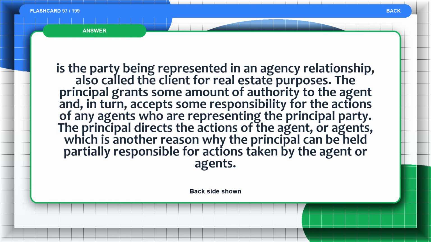The answer is the party being represented in an agency relationship, also called the client for real estate purposes. The principal grants some amount of authority to the agent and, in turn, accepts some responsibility for the actions of any agents who are representing the principal party. The principal directs the actions of the agent or agents, which is another reason why the principal can be held partially responsible for actions taken by the agent or agents.